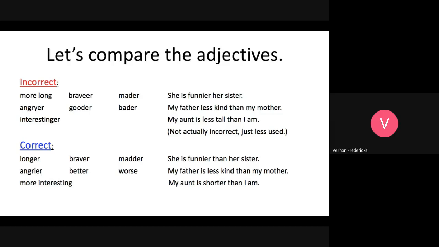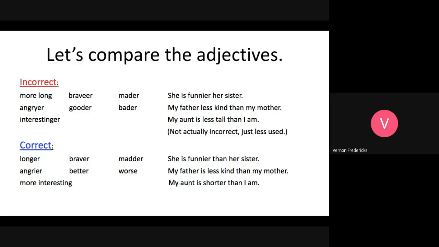Let's have a look at these sentences. Okay, the 3 on top were incorrect. So the correct writing is, she is funnier than her sister. Okay, so the adjective is funny, F-U-N-N-Y. She is funnier than her sister. In the comparative, we delete the Y and we write I-E-R. Okay, next sentence is, my father is less kind than my mother. So we're comparing our parents, yeah? My father is less kind than my mother, yeah?